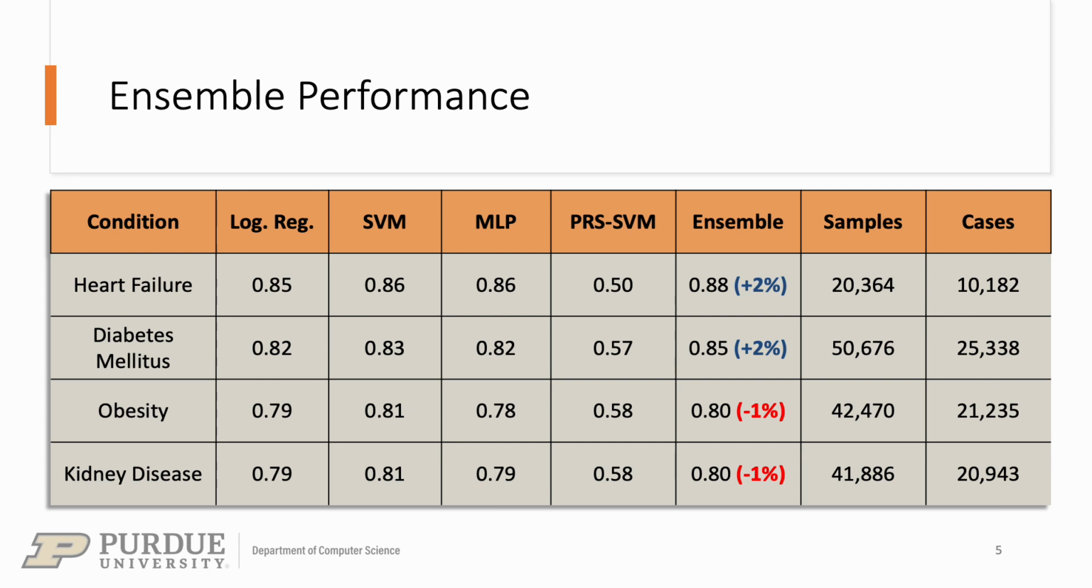What I have in parentheses in the ensemble column of F1 scores is the improvement or lack thereof compared to the best F1 score for any of the base learners. So even though we don't see as good of an improvement for obesity and kidney disease compared to the best base learner, it still is a marginal improvement compared to the other base learners.